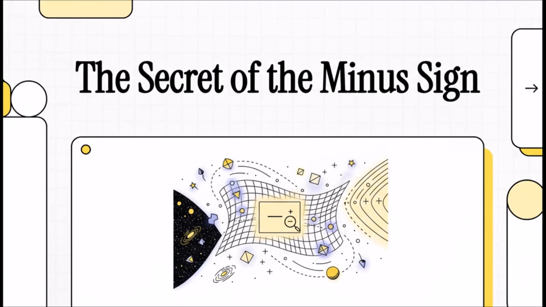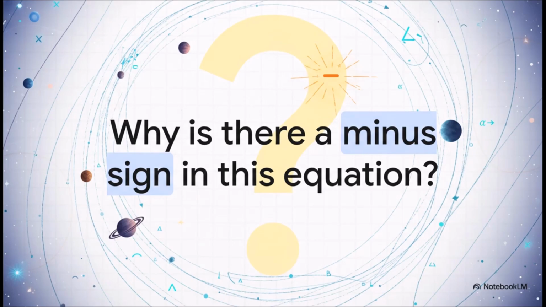Welcome to The Explainer, where we break down big ideas. Today, we are on the hunt for a secret hiding in plain sight, right inside one of the most important formulas in all of modern physics. It's just a tiny detail, but it's a detail that completely changed our understanding of the entire universe. So here it is.